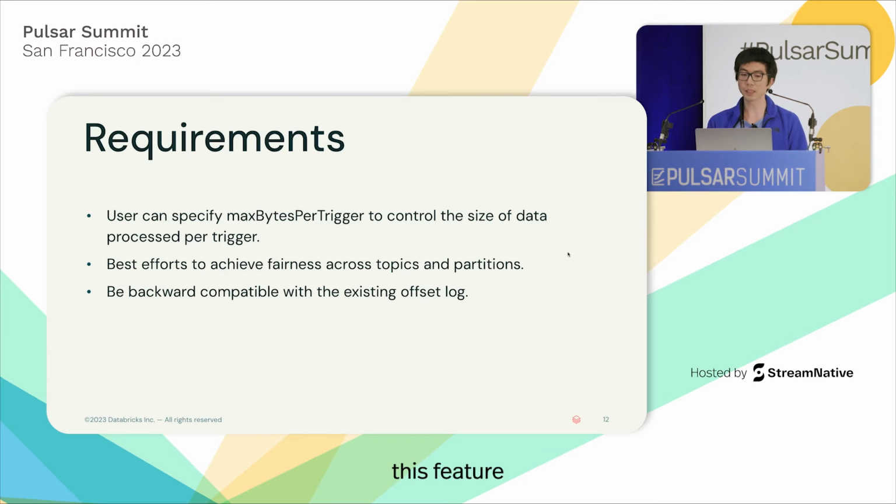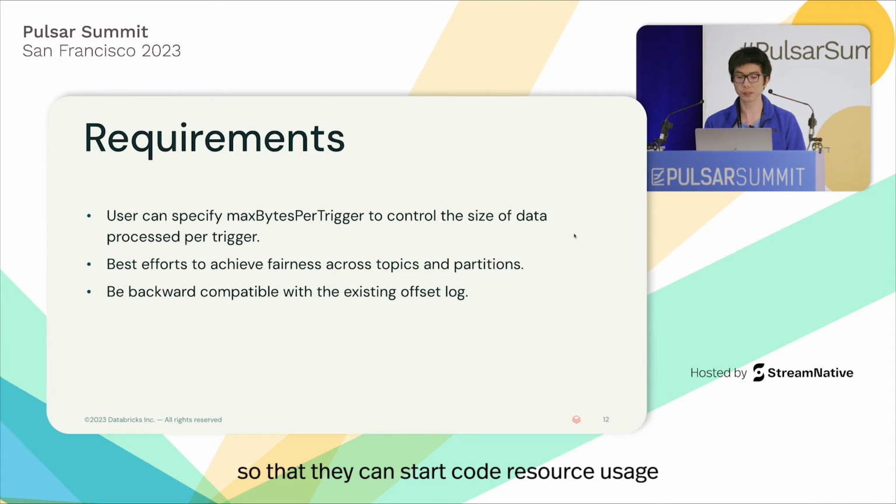The requirement for this feature is that the user needs to be able to specify the maximum amount of data that is processed in a trigger, so that they can throttle the resource usage and control the SLA. We also wanted to achieve fairness across the topics and partitions that are inside the same streaming query. And we also want it to be backward compatible with the existing checkpoint by the open source connector.